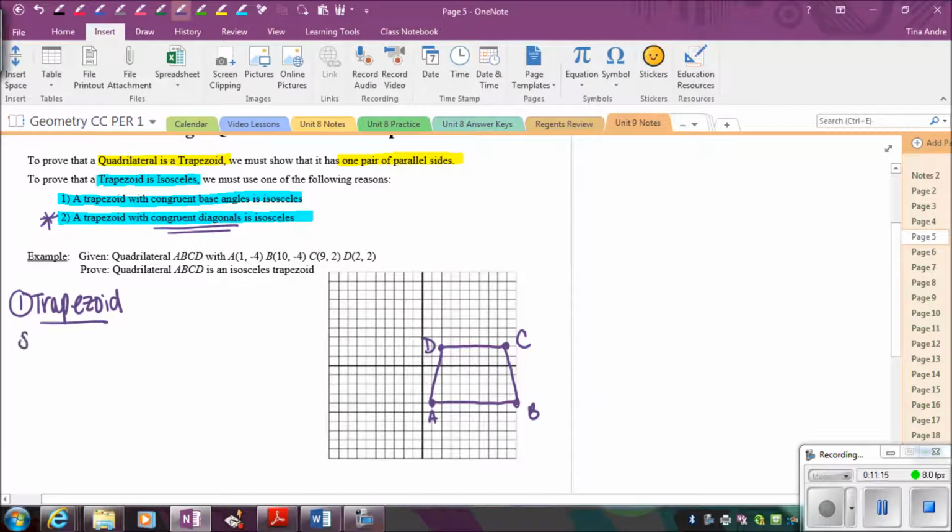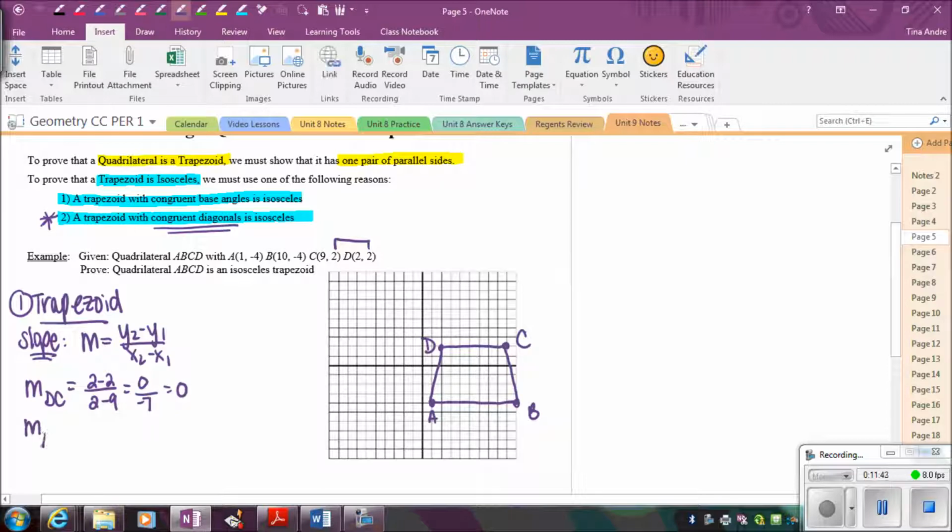We're going to use slope formula to show parallel. So we have our change in y's over our change in x's. So the slope of DC we're going to plug in. So DC we're going to be doing 2 minus 2 on top over 2 minus 9 on the bottom. So it's going to be 0 over -7. So this is going to be 0.